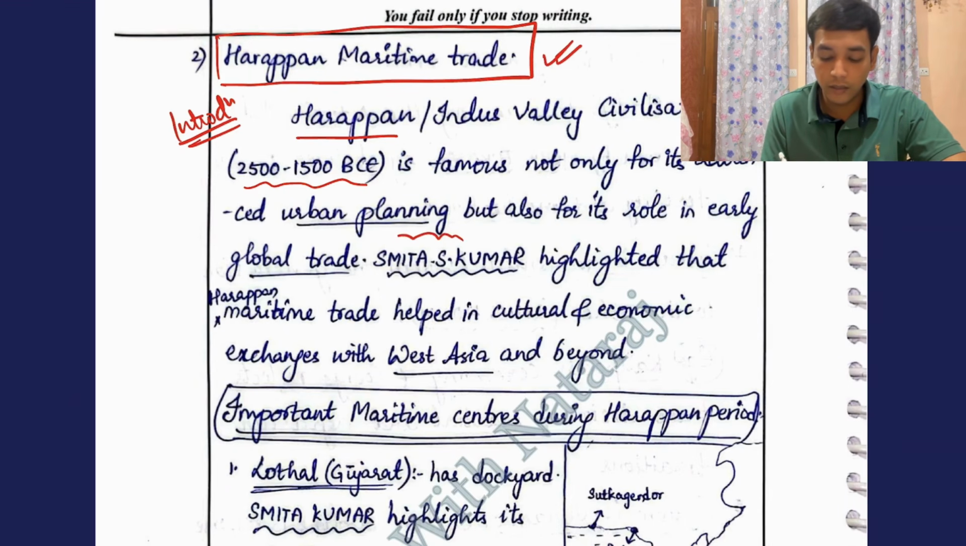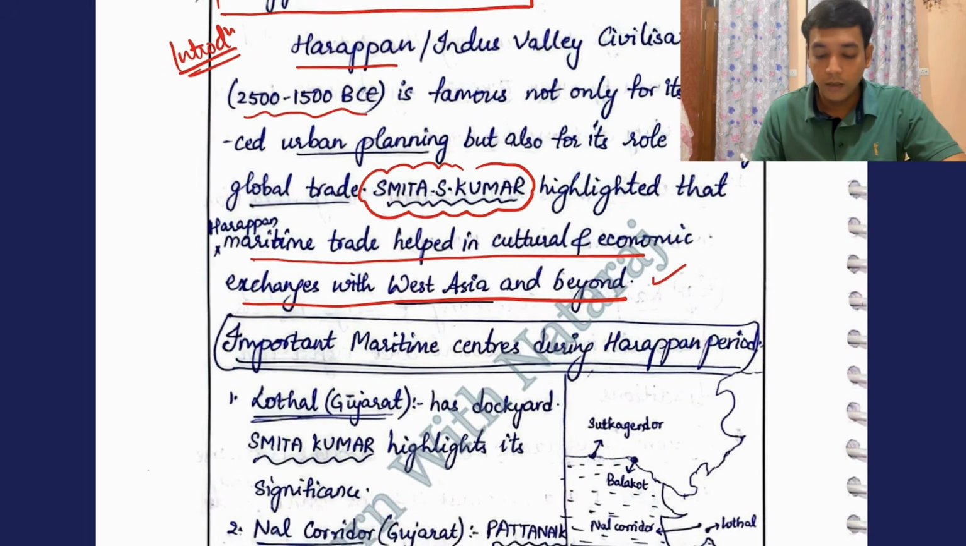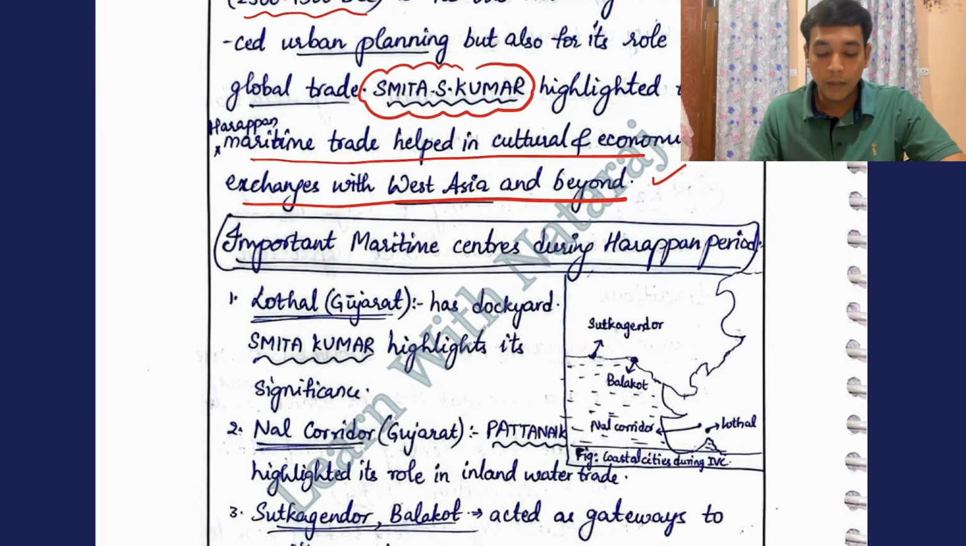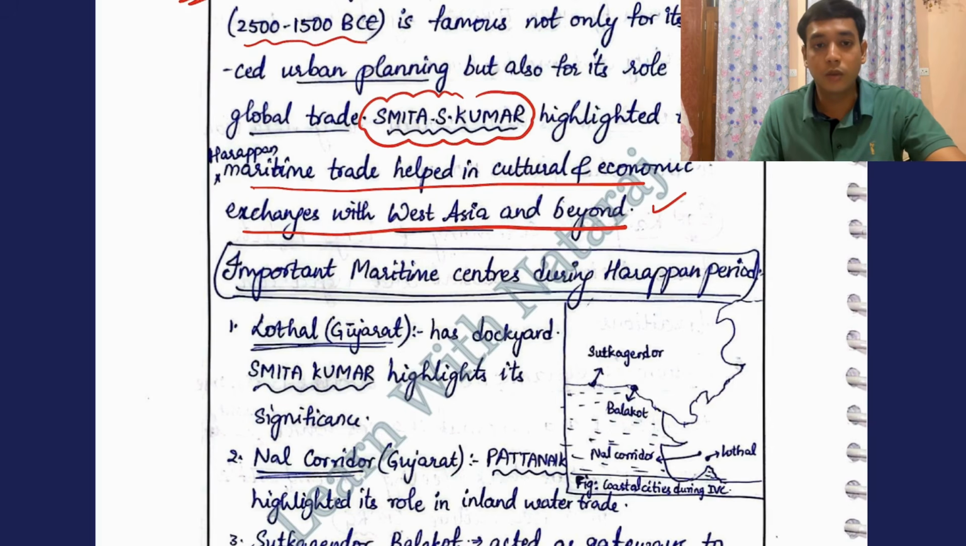So we have a scholar here, Smita S. Kumar. So she highlighted that maritime trade helped in cultural and economic exchanges with West Asia and beyond. Now, the question is Harappan maritime trade, we are given just a blank statement, Harappan maritime trade. So we have many avenues to explore, right?